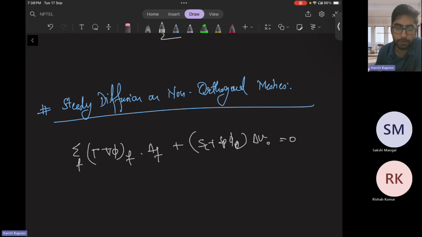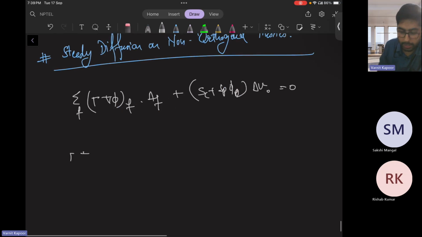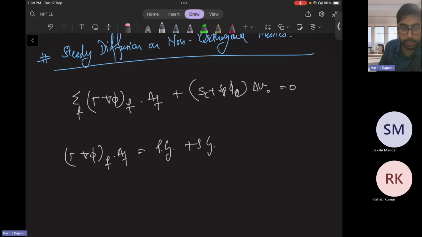We have devoted a lot of time to the calculation of primary and secondary gradient. We have seen that gamma grad phi at face dot A_f was having primary gradient plus secondary gradient. Primary gradient has linear interpolation. Secondary gradient can be computed as total minus primary gradient, which we have just done.